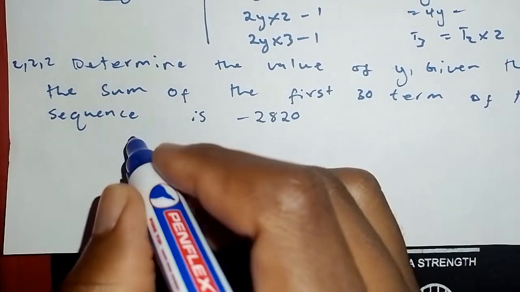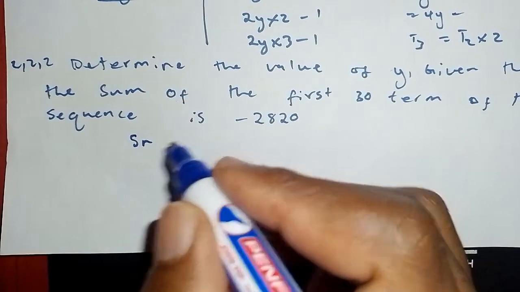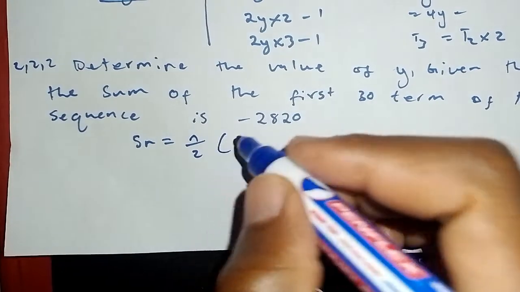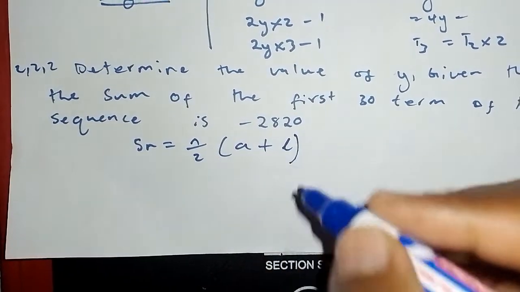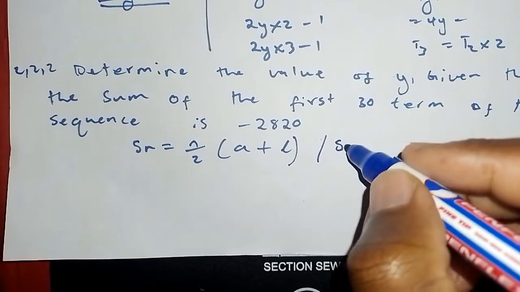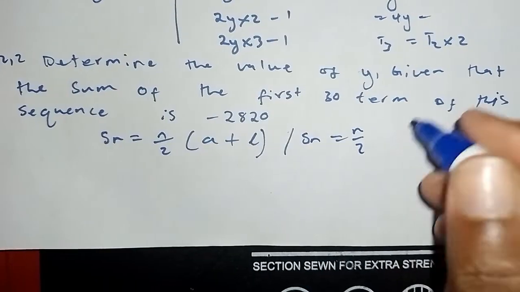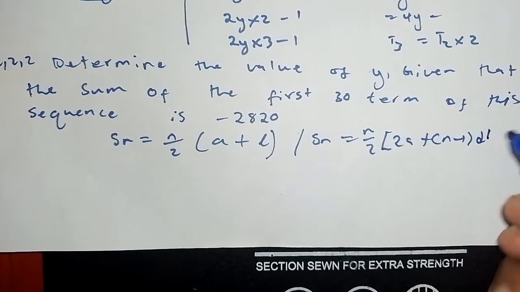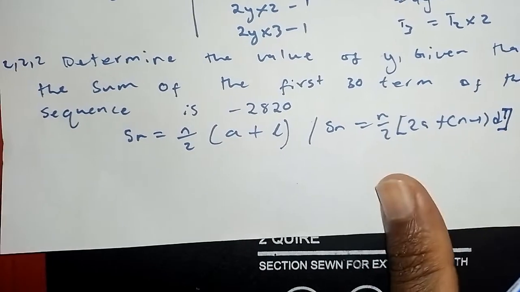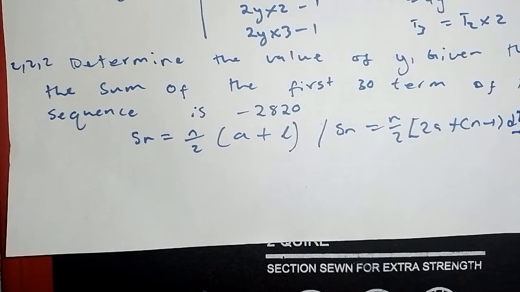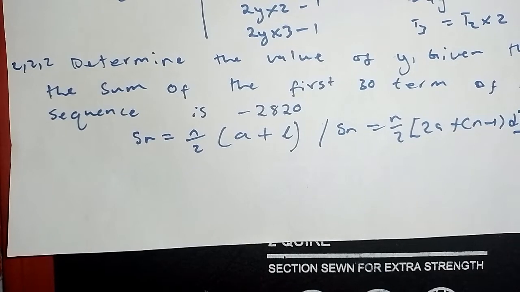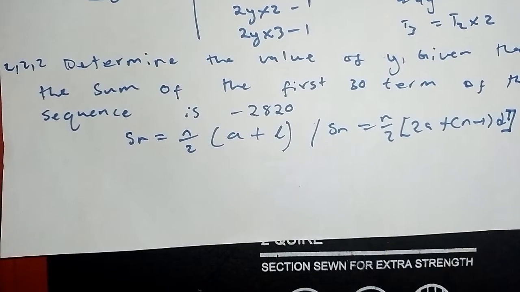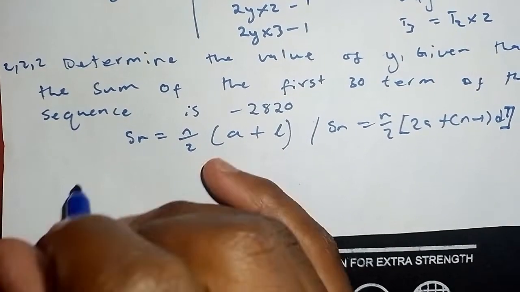We have Sn is equal to n over 2 into a plus l. This is the first equation. Second, Sn is equal to n divided by 2 into 2a plus (n minus 1) d. This is my second equation, right? I can use one of the two equations, but both of them will just give us the same y. I'll just try to use both of them.